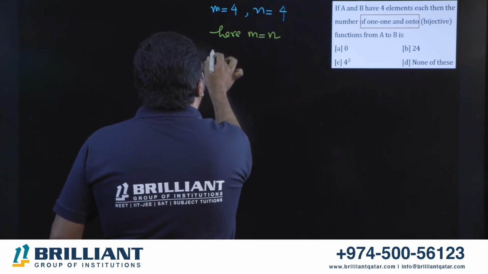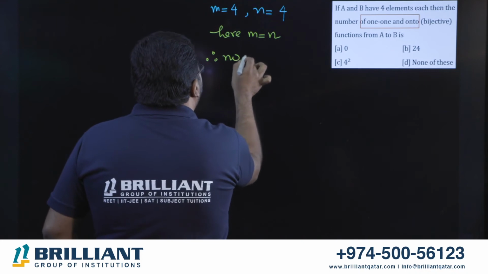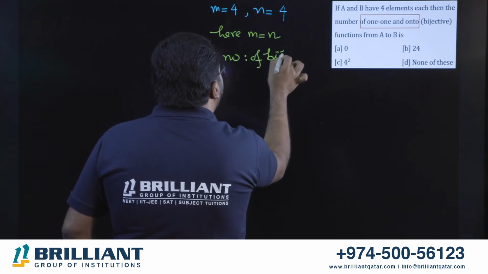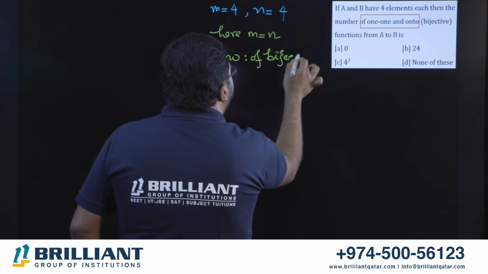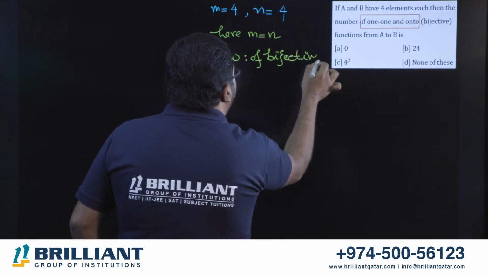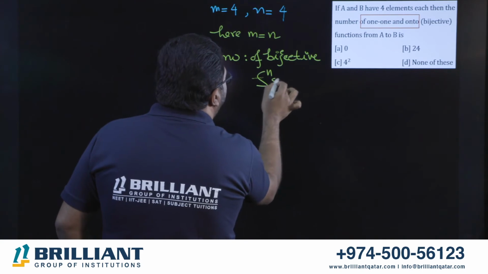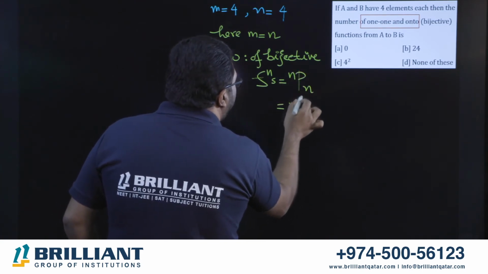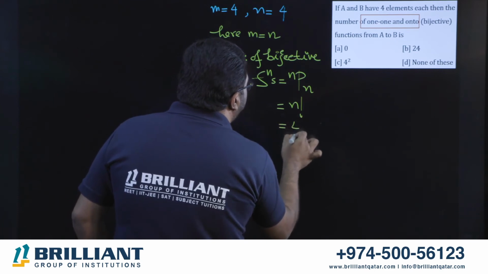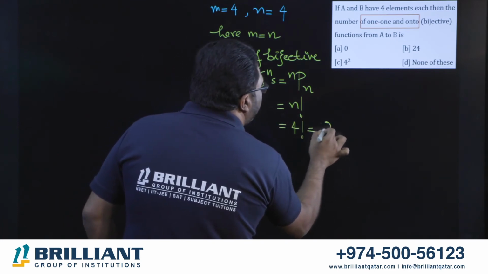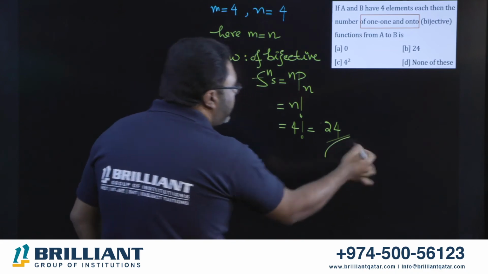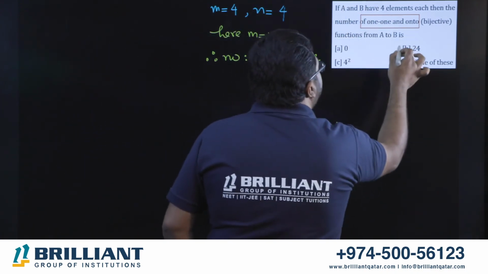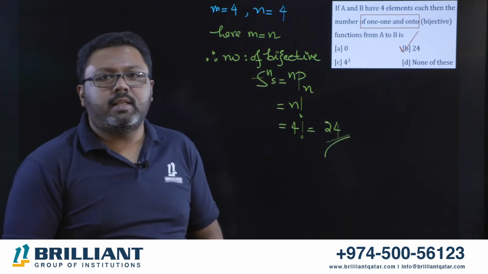Therefore, number of bijective functions. All of you, what is the number of bijective functions in this case? The number of bijective functions is equal to nPn, which is equal to n factorial, which is 4 factorial. 4 factorial is 24. Option B is the answer.